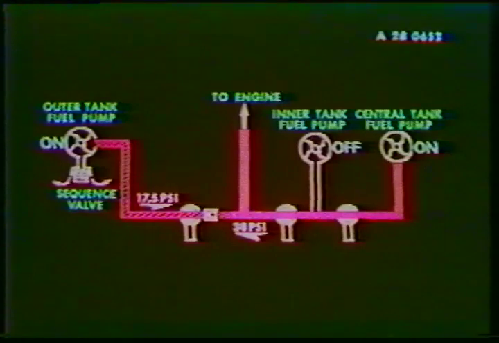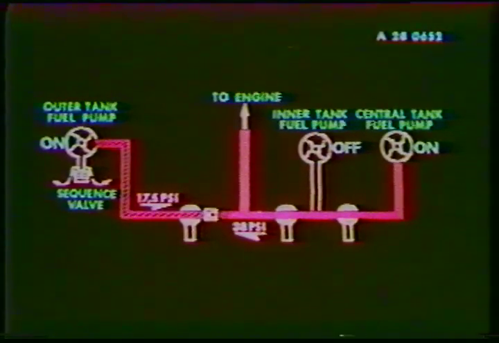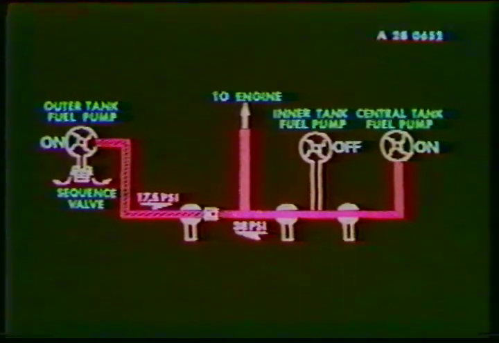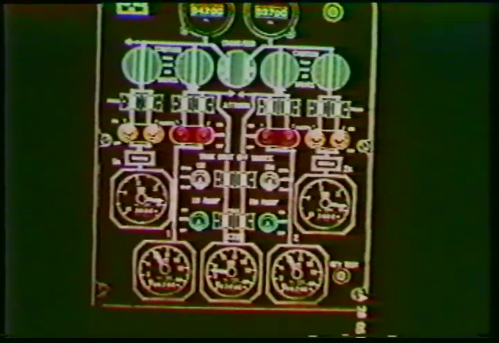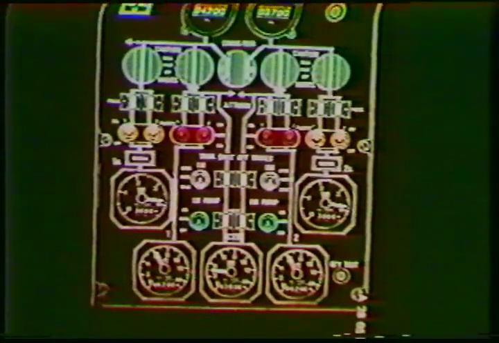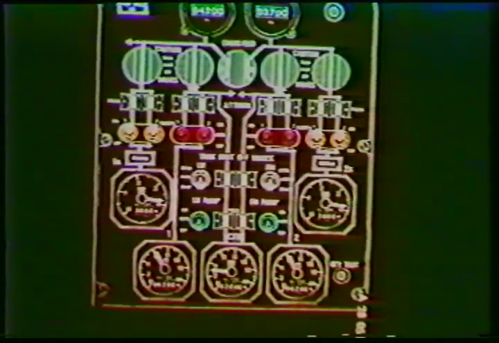Their purpose is to decrease the outlet pressure of the 1A and 2A tank fuel pumps, allowing the inner tanks 1 and 2 to feed the engines as long as there is fuel in the inner tanks. The switches controlling the fuel pumps are grouped in pairs above the corresponding fuel tank quantity indicators.